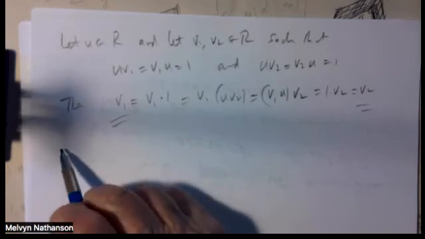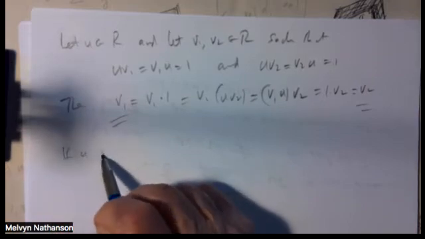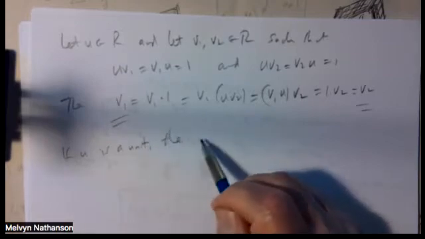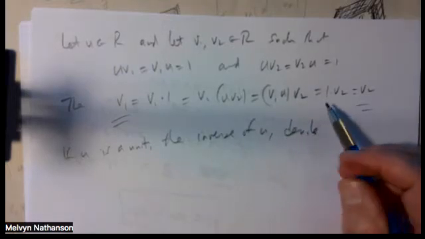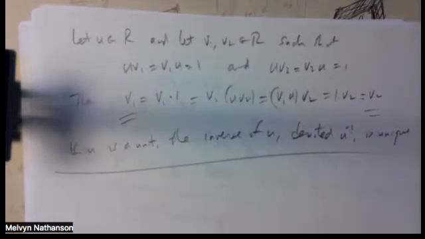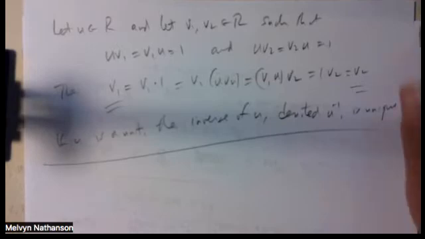So if U is a unit, there's a unique element V which satisfies this equation. It's called the inverse of U, which we know there can be only one, and we can write it as U to the -1. So every element that has an inverse has a unique inverse.